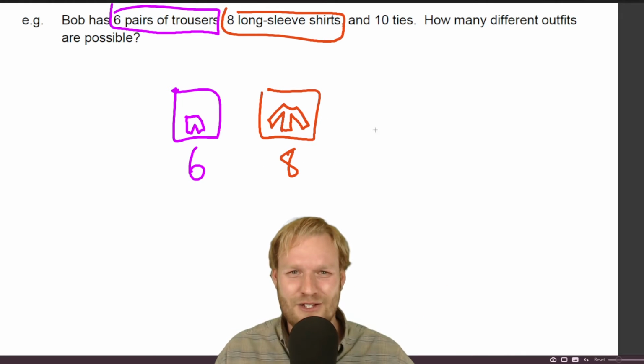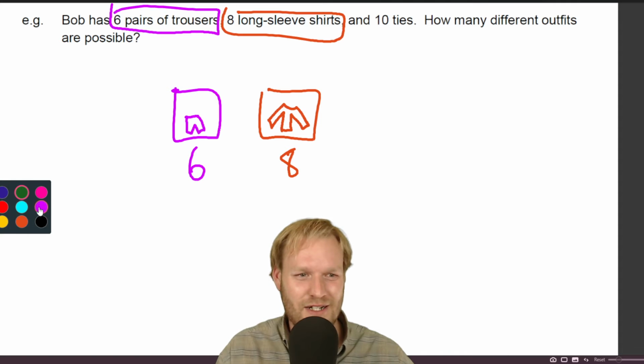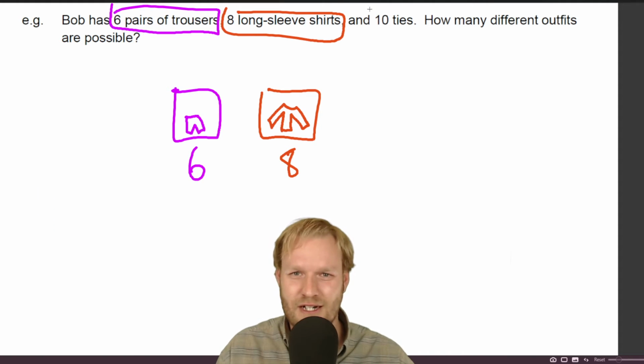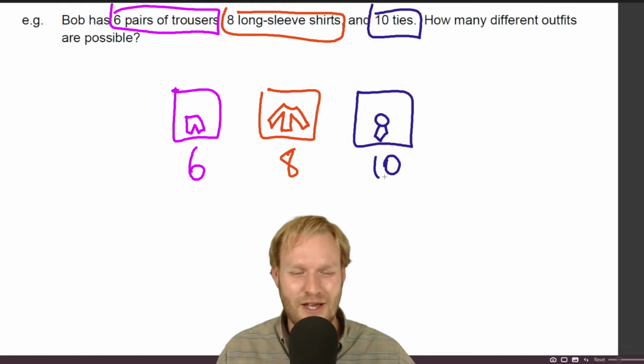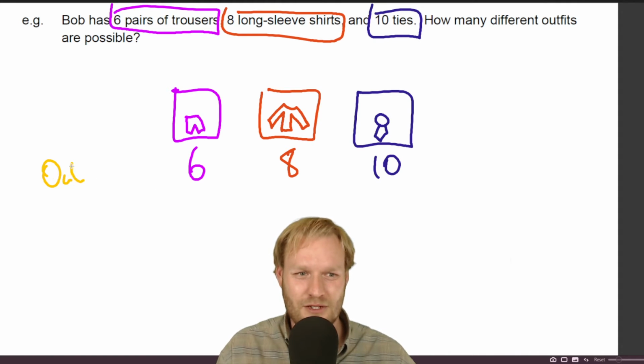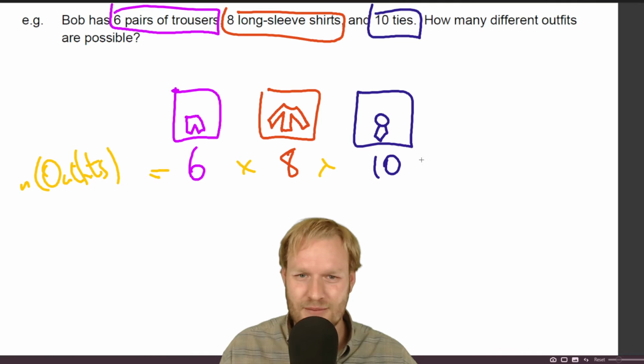So 8 of those and 10 ties. So let's do our ties over here. So in our last option, we're going to choose, what does a tie look like? Something like that. Could practice these things. So there we go. We've got that. So the number of outfits that are possible, I guess, is 6 times 8 times 10.